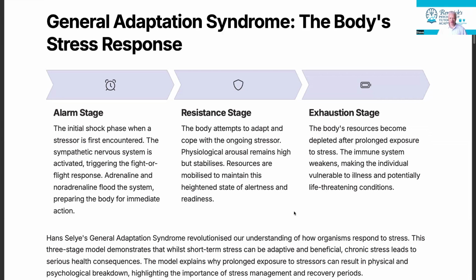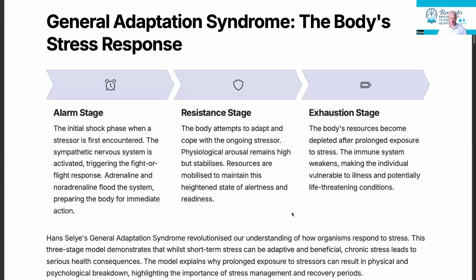So the first thing to point out is that there's three stages: the alarm stage, the resistance stage, and the exhaustion stage. So this is Selye's General Adaptation Syndrome. So the first stage is the alarm stage. So this is the initial shock phase when a stress is first encountered. So you're crossing the road and a big saber-toothed tiger comes running at you.